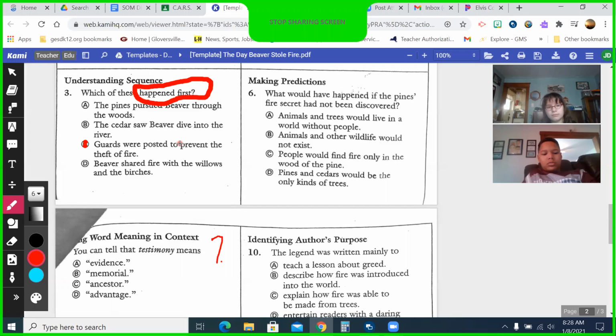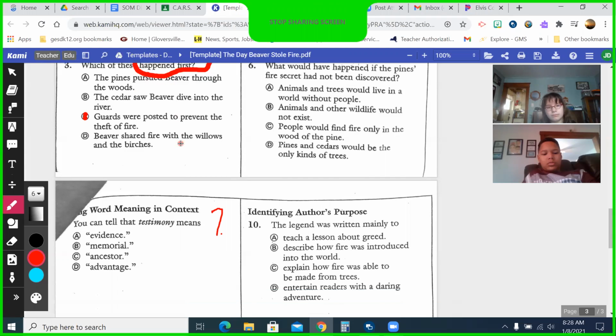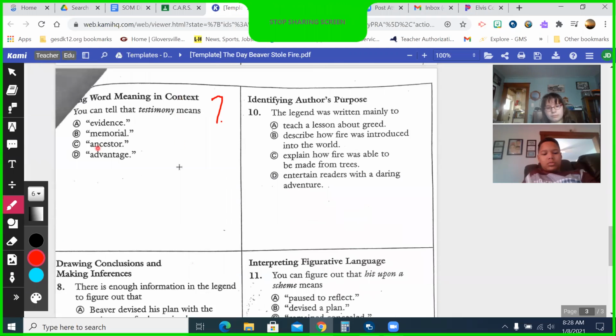Okay, all right. For time's sake, I am going to skip down to the next page for a second. We're going to look at number 7, because there were a couple of questions about number 7. You can tell that testimony means evidence, memorial, ancestor, advantage.